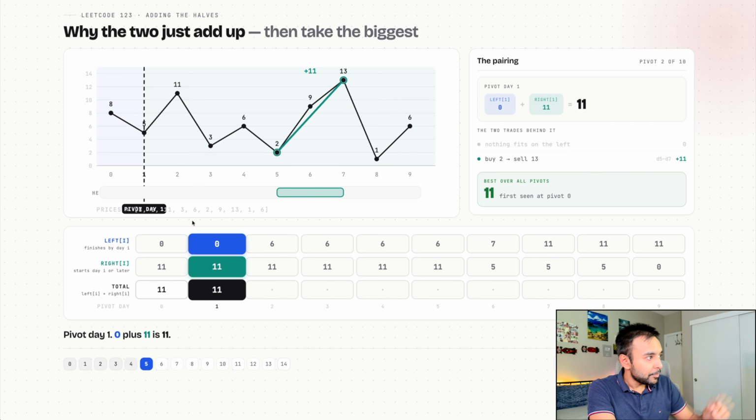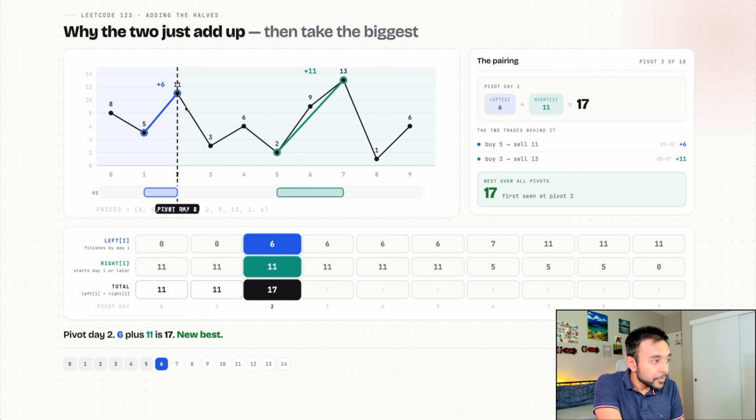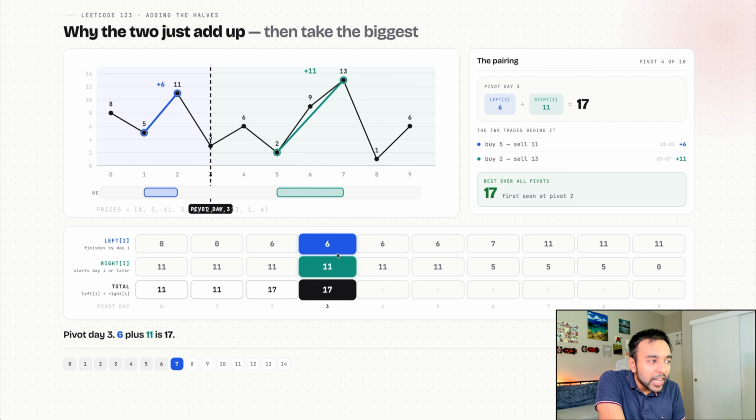I move the divider. On the left, I just have a single element. So I cannot make any profit. It is still 0, but on the right, notice that this trade of 11 still holds true. So the best value is still 11. Move your divider. Now on the left, you can have a transaction of 6, and on the right, you can have a transaction of 11. This gives you a maximum value of 17. Basically, you are just adding both the values of left and right array for your total array.